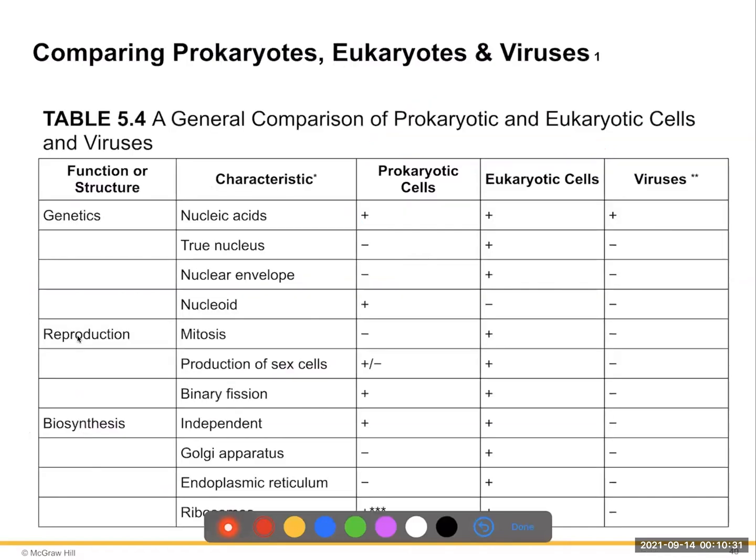Okay, so prokaryotes, eukaryotes, and viruses. This just gives you a little bit of what they have. Nucleic acids, do they have a true nucleus? They all have nucleic acids, all three of them. A true nucleus is only found in eukaryotic cells. A nuclear envelope is only in eukaryotic cells.